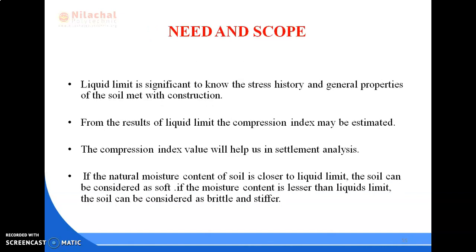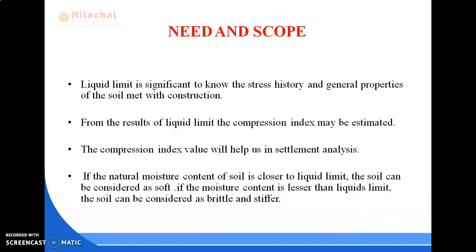Then the need and scope of liquid limit. Why is it necessary to determine the liquid limit of soil? Liquid limit is significant to know the stress history and different properties of the soil, which is necessary for construction. From the results of liquid limit, the compression index may be estimated, and the compression index value will help us in settlement analysis.